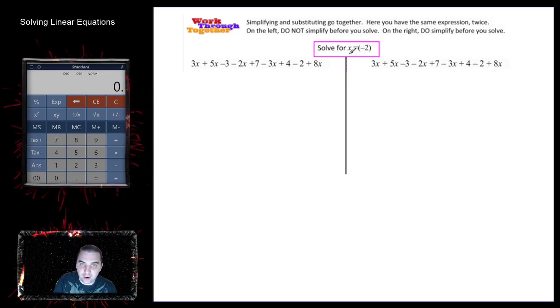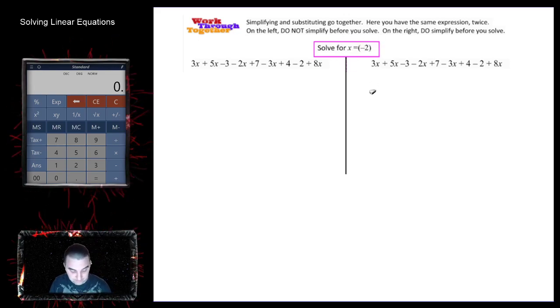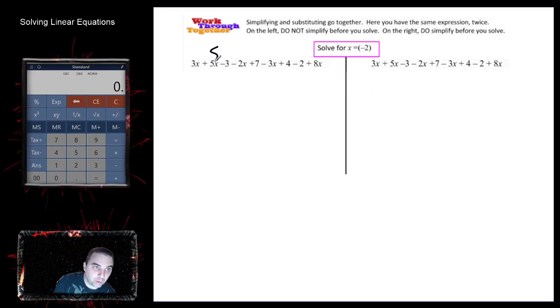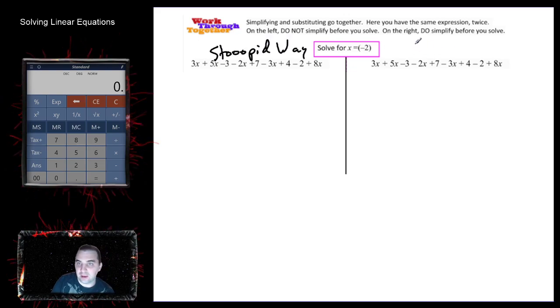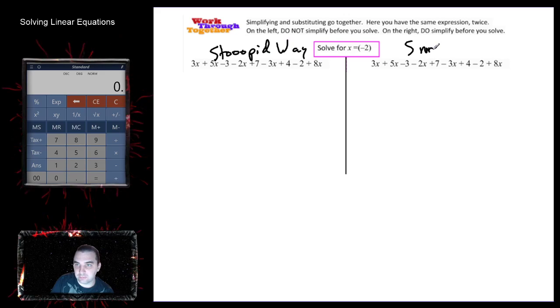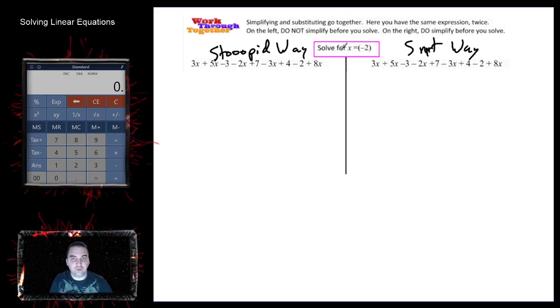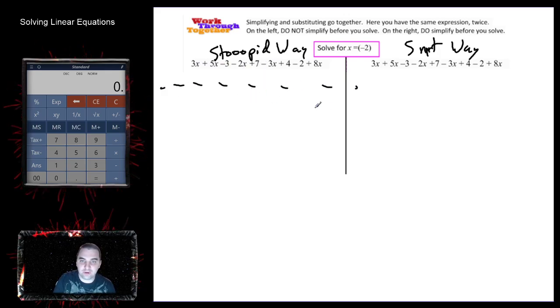And we know that our x is equal to minus 2. Now there are a couple different ways that you can get this. There's a smart way and there's a stupid way. We're going to do the stupid way over here, and we're going to do the smart way right here. The stupid way is just to put the minus 2 in for all the x's, and then we will have like a ton of numbers, and then we'll have to narrow it down, and it's a pain in the butt.